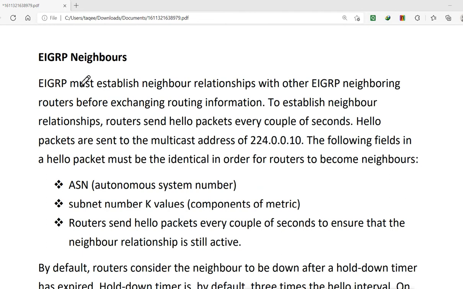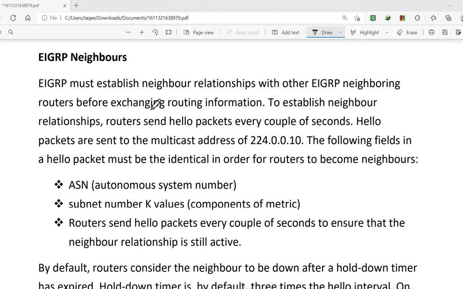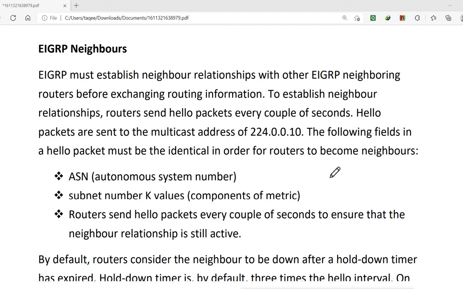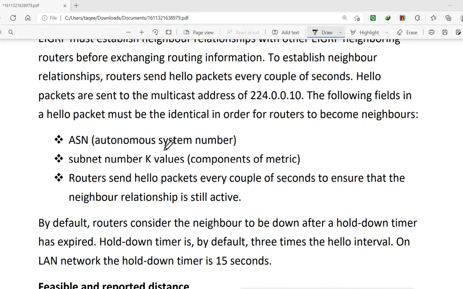Then for the neighbors, routers must establish a neighbor relationship with the EIGRP neighboring routers before exchanging routing information. To establish the neighbor relationship, a router sends hello packets every couple of seconds, and hello packets are sent to the multicast address 224.0.0.10. The following fields in a hello packet must be identical for routers to become neighbors. First, the autonomous system number must be the same in the neighboring routers. Then the subnet, and the K values, the components of the metric, must be the same.